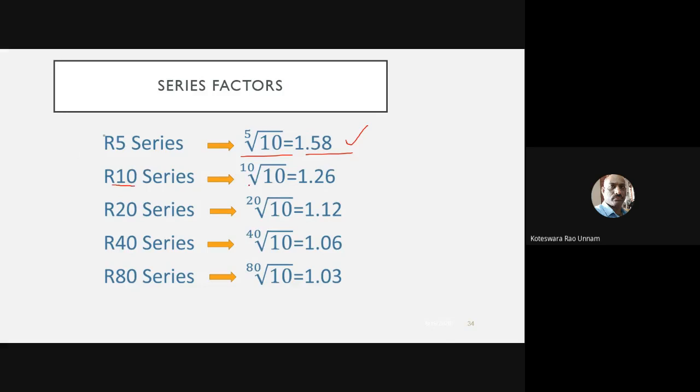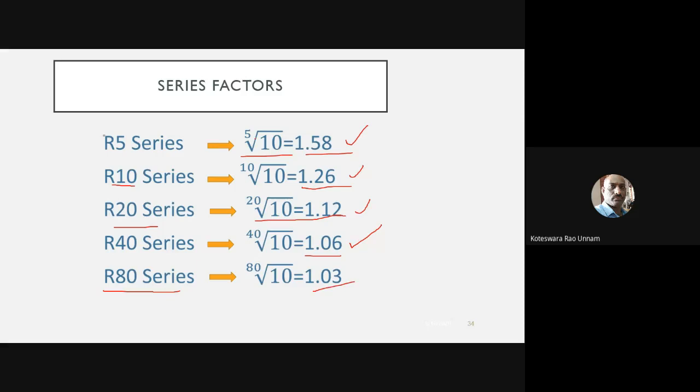Similarly for the R10 series, the series factor is the 10th root of 10, which comes out as 1.26. You may get a fractional number, it is rounded off here, so you get 1.26. You have to take the series factor as a rounded number, only up to 2 digits. Beyond that, you don't consider the series factors. Similarly for R20, the series factor is the 20th root of 10, which comes out as 1.12. For R40, the 40th root of 10, which comes out as 1.06, and R80 is the 80th root of 10, which is 1.03.